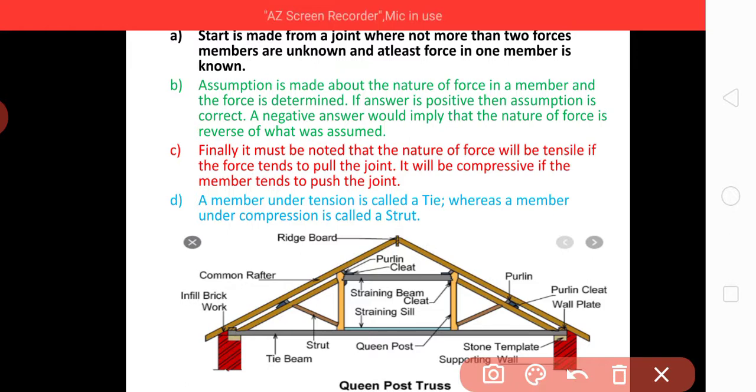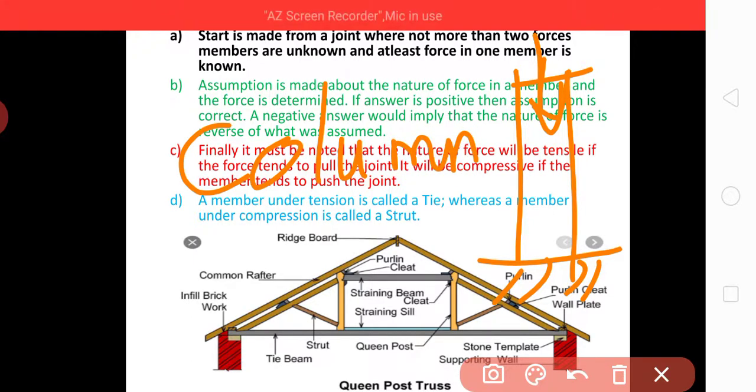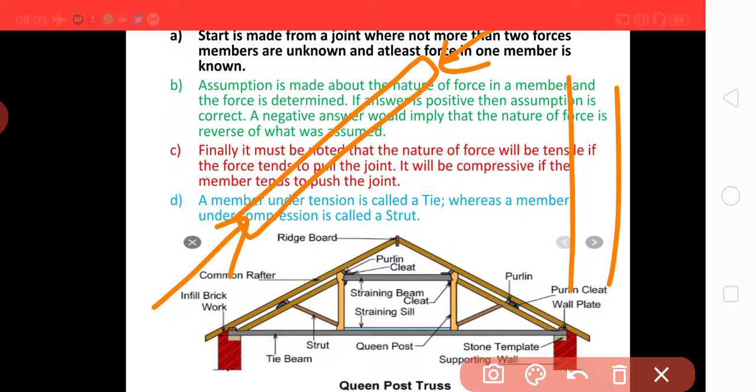Now, again, if a member is vertically kept on the surface, then we call it a column. Column can be a short column or a long column. That is a part of another subject. Now, if this is a member having compressive load only, but it is at an angle other than 90 degrees, other than the vertical, then it will be called a strut.